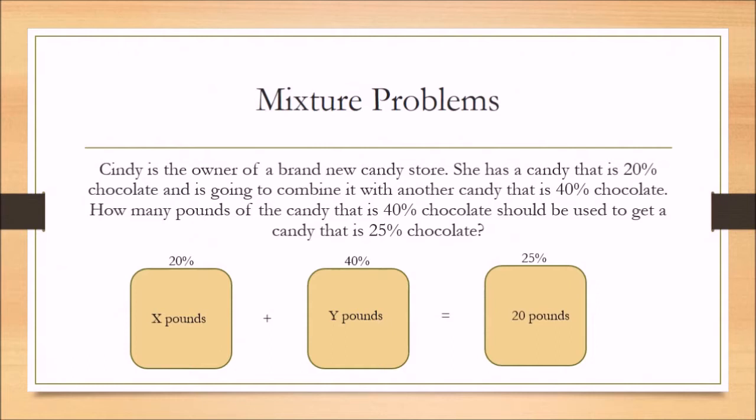So the way this problem works, or the flow of this, is that when you go from left to right, you're going to add. So x plus y equals 20. And then if we go from top to bottom involving the percentages, that's 20% times x plus 40% times y equals 25% times 20. So let me show you on another slide exactly what that comes out to be. So make sure you remember what this looks like, okay?